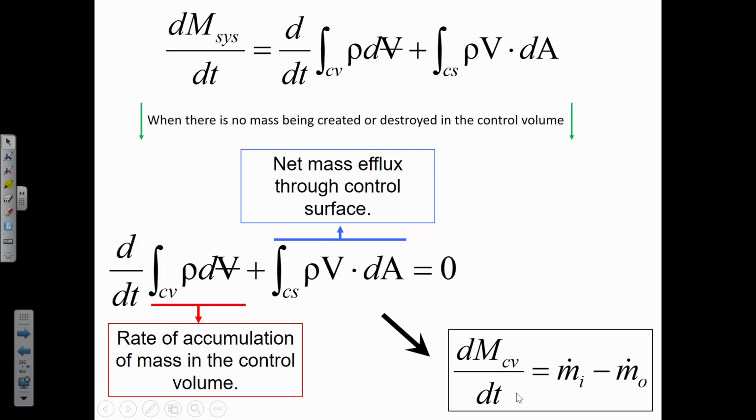Any questions so far about the Reynolds transport theorem? I mean, it's easy stuff. You can reduce it down to accumulation equals in minus out.